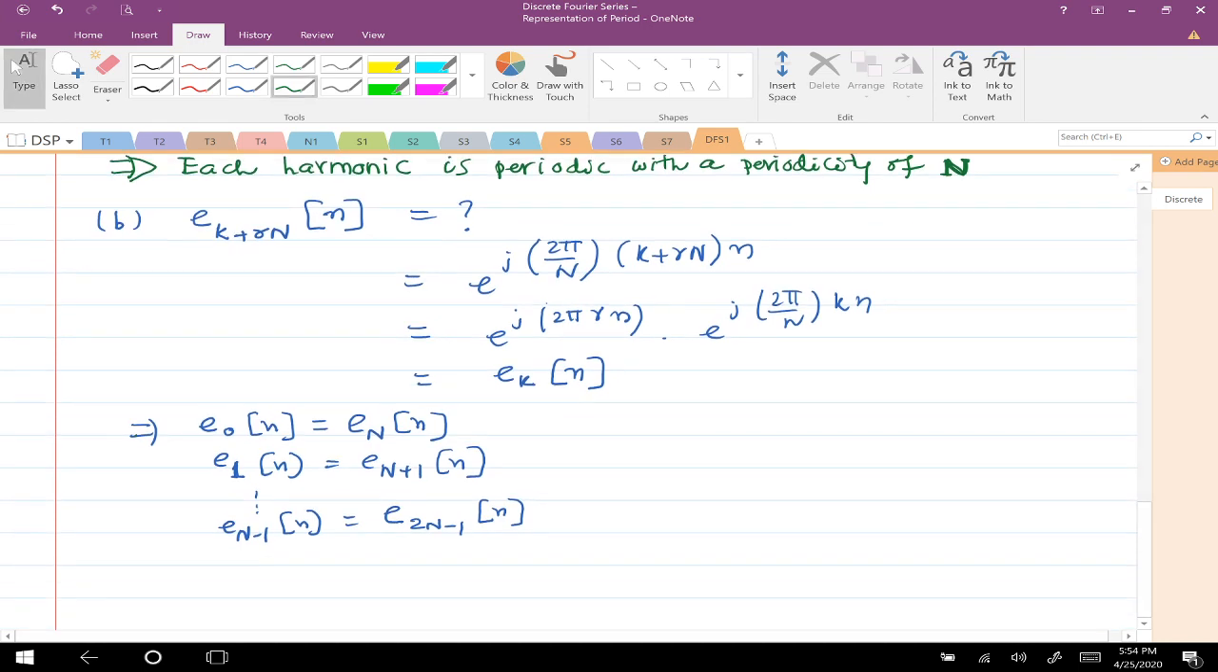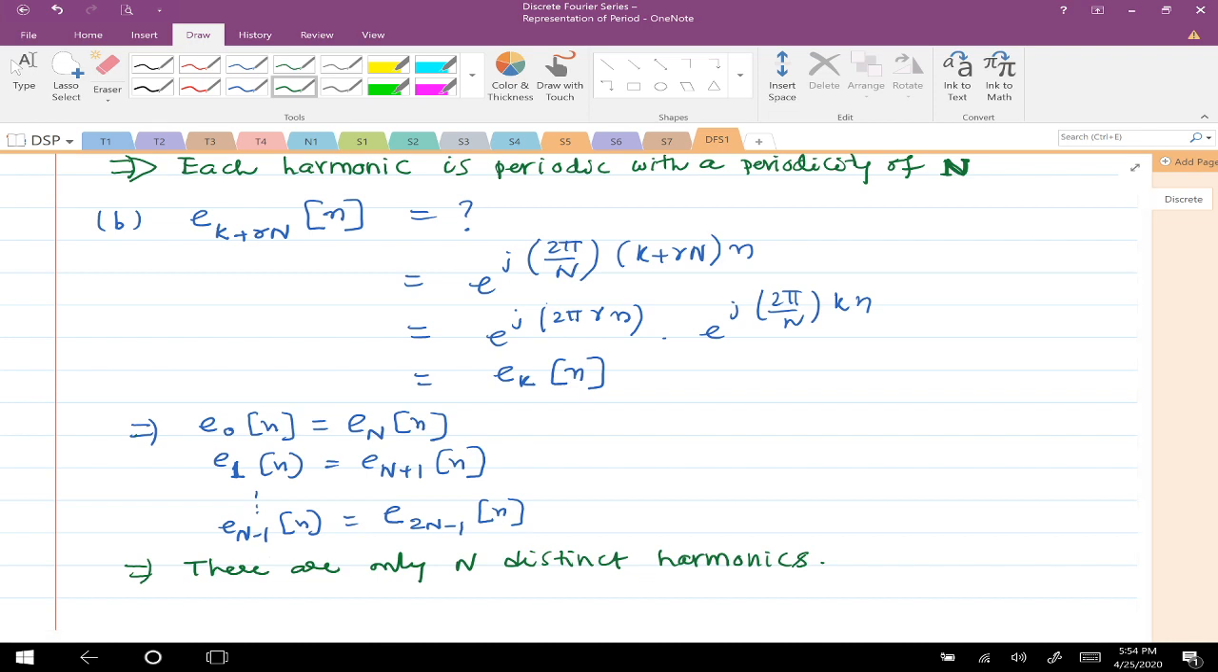So what could I infer here? This means that there are only N distinct harmonics. This is another very important result, okay.